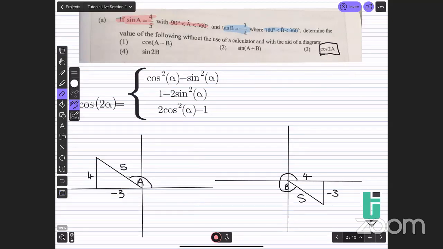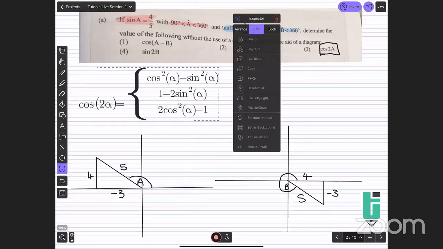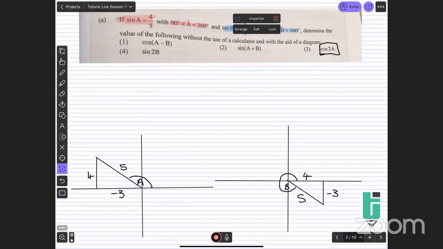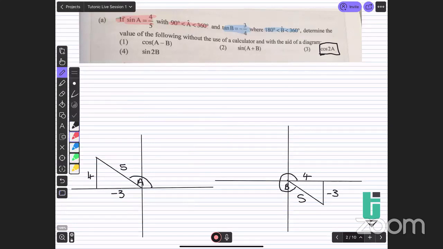Okay, sine 2B. What's the identity for sine 2 something? It must be quick, guys. I'm gonna give you an identity quiz. 2 sine B cos B. And you know, in that quiz, it calculates the time, so how fast you do it also. So in this case, it's B, right? So it's 2 sine B cos B.